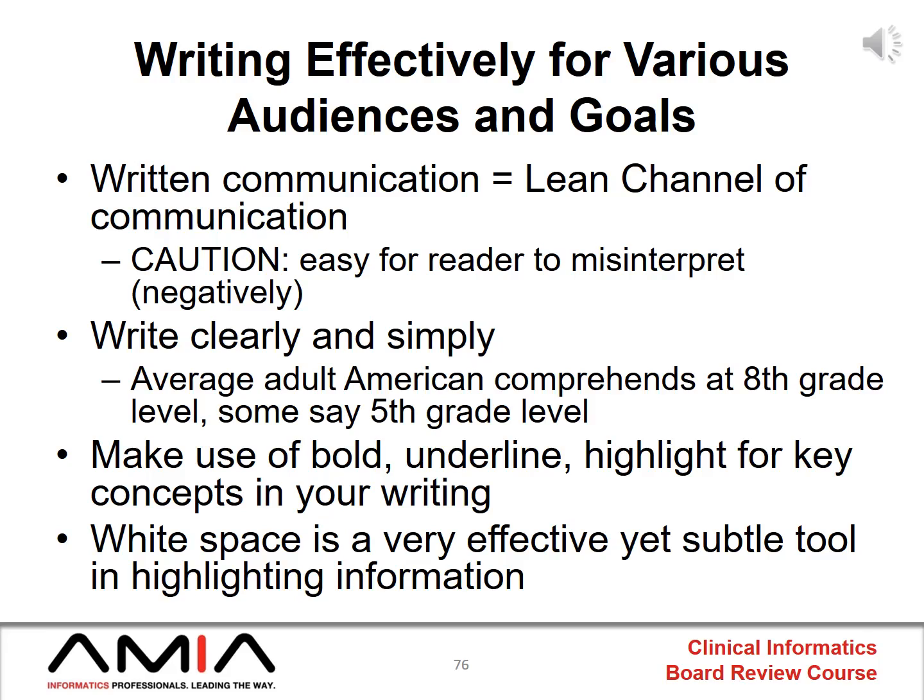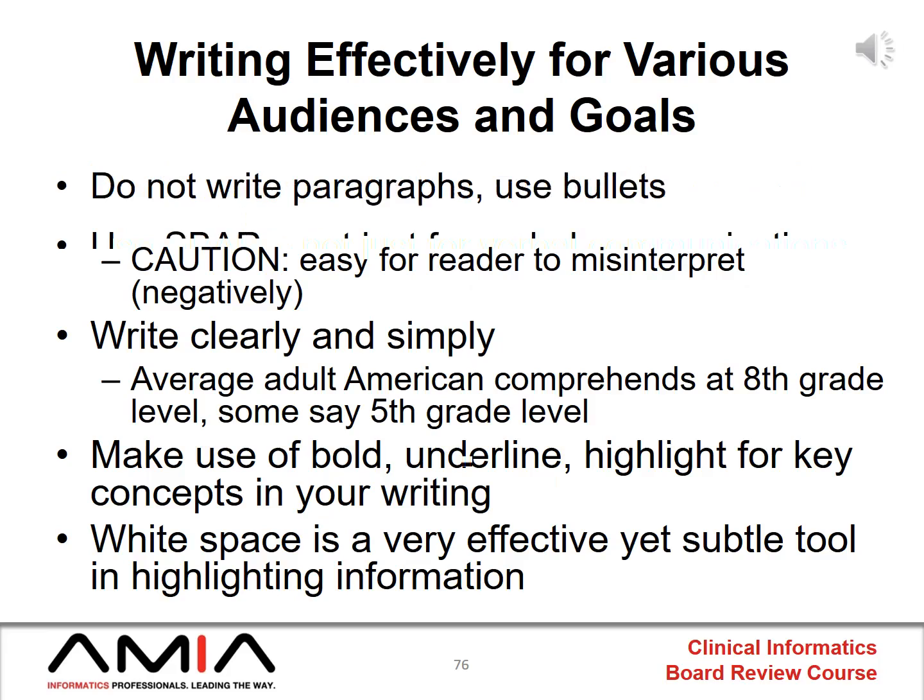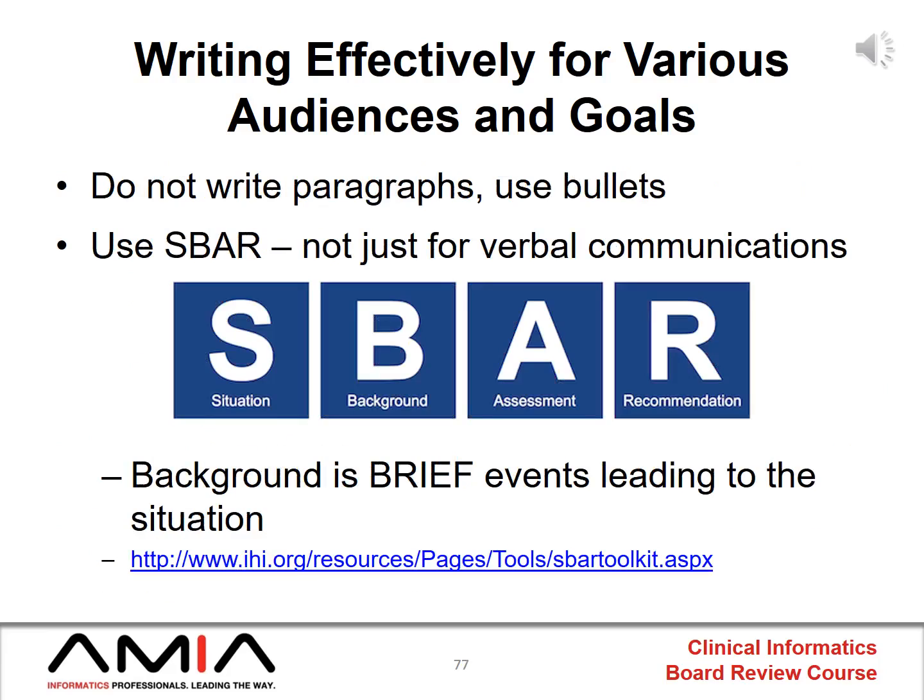The average adult American comprehends written language at an 8th grade level, but some will tell you that it's really a 5th grade level. It's important to make use of bold and underline and highlighting for key concepts in your writing, as well as for white space, as white space around important pieces of information can help highlight that information without leaving the reader feeling like you are yelling at them. Similarly, it's important not to write long paragraphs, as information can often be buried in the middle of a paragraph, and this makes it hard for users to tease that information out.